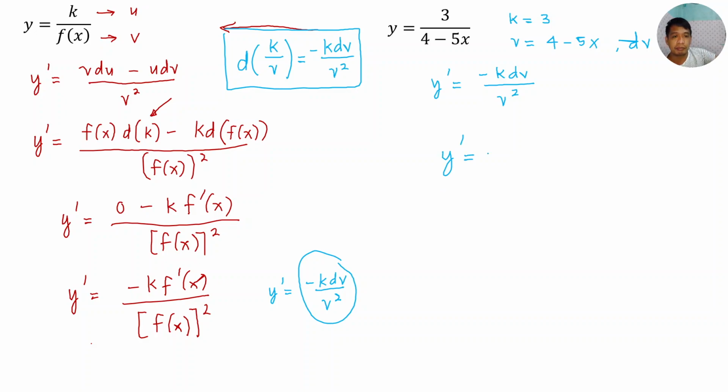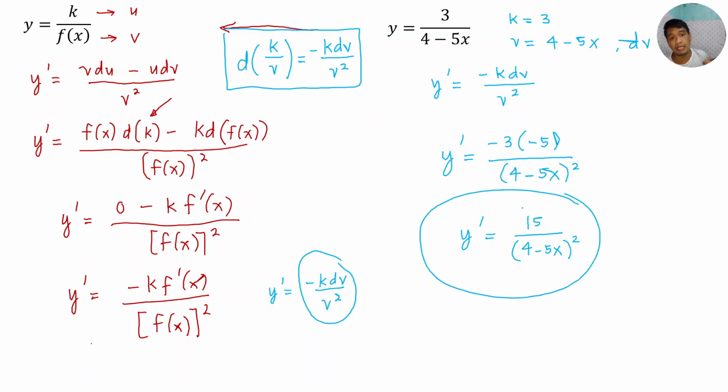Then y prime here is negative 3 times dv, which is negative 5, all over 4 minus 5x raised to the second power. Then we have y prime equals 15 over 4 minus 5x raised to the second power. And that will be our final answer. So we need not use vdu minus udv, provided that the numerator is a constant, because we have already derived a formula.